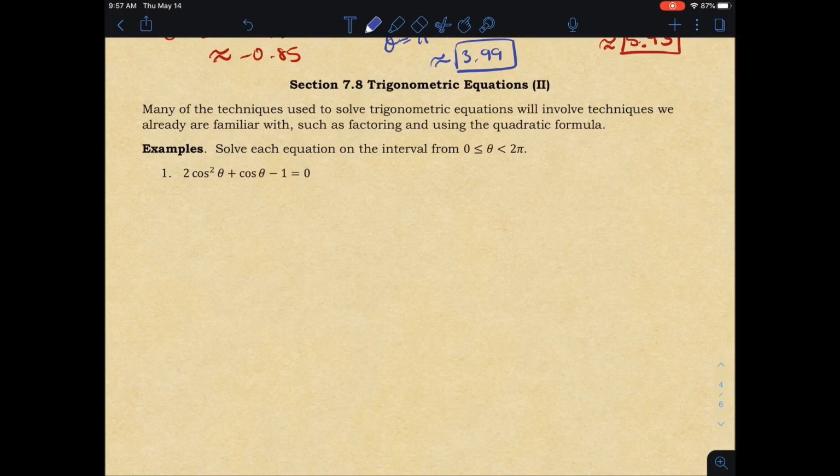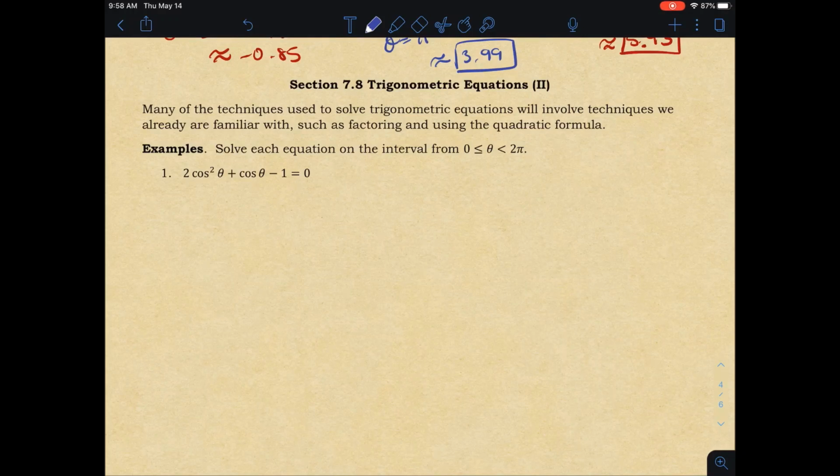In this final video lesson, we're going to be talking about trig equations once again, but this time we're going to be solving trig equations that involve various techniques such as factoring and using the quadratic formula, and we're also going to have to recall our Pythagorean identities because we're going to have to rewrite some of these trig equations.